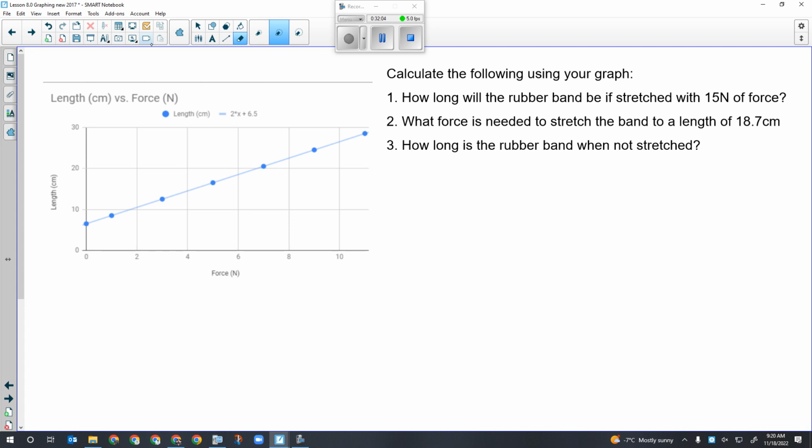6.5 centimeters, yeah, 6.5 centimeters. How do I know that? Okay, well, here's how I know it.